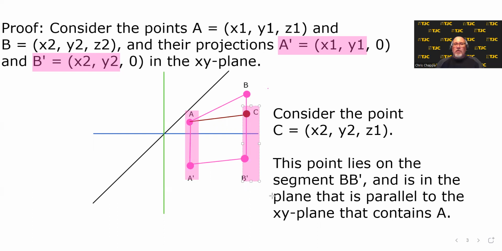Why? Well, think about it. A and A prime both have the same X and Y coordinates. The only difference is their Z coordinates. One is 0, one is Z1. And so being projections, the segment that connects them is parallel to the Z-axis. Similarly, B prime is parallel to the Z-axis, but C is on that segment, so CB prime is also parallel to the Z-axis. And if I'm parallel to this and you're parallel to that, then we're parallel to each other.